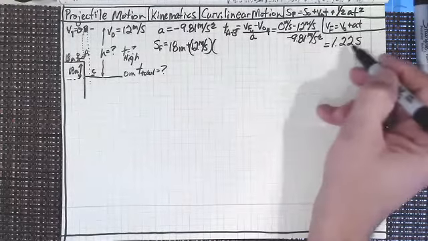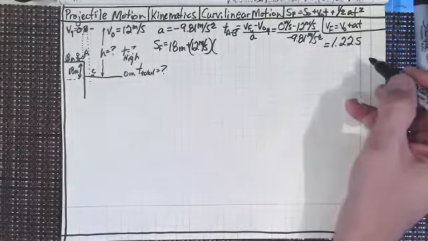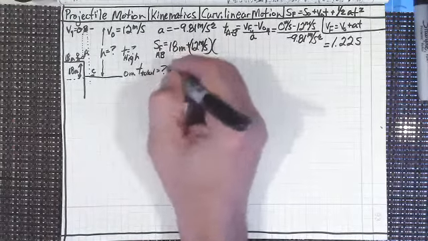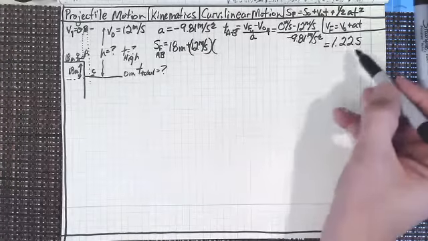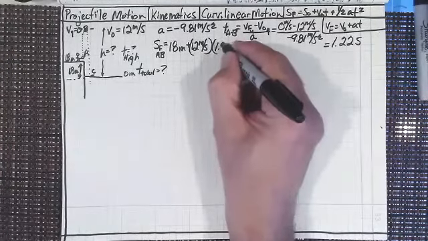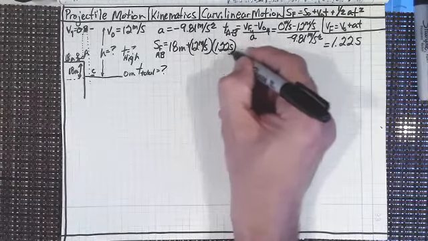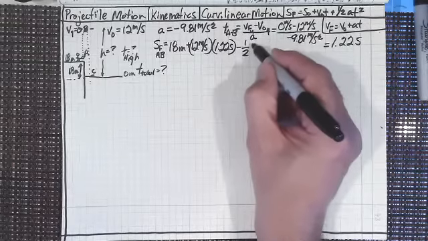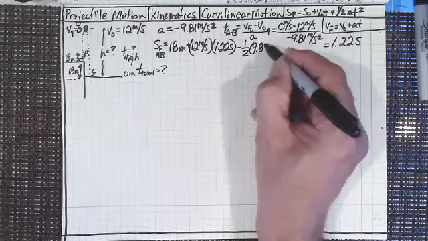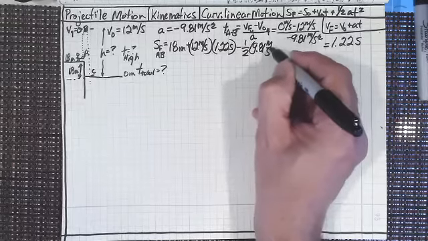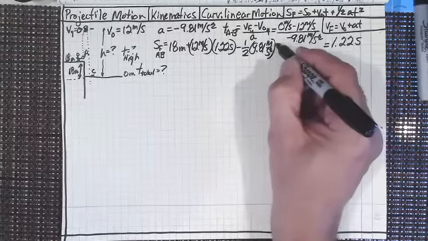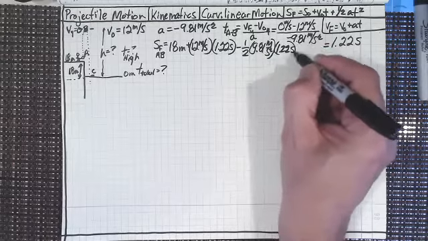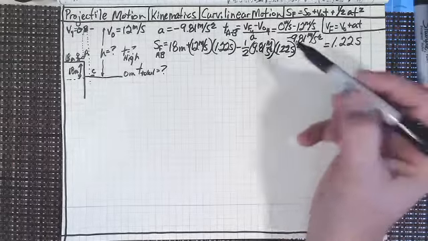Now we know the time to get to that high point from A to B, right? So this is really the distance from A to B, all right? 12 meters per second, 1.22 seconds, minus 1/2 times 9.81 meters per second squared, times the time, 1.22 seconds, and that squared.